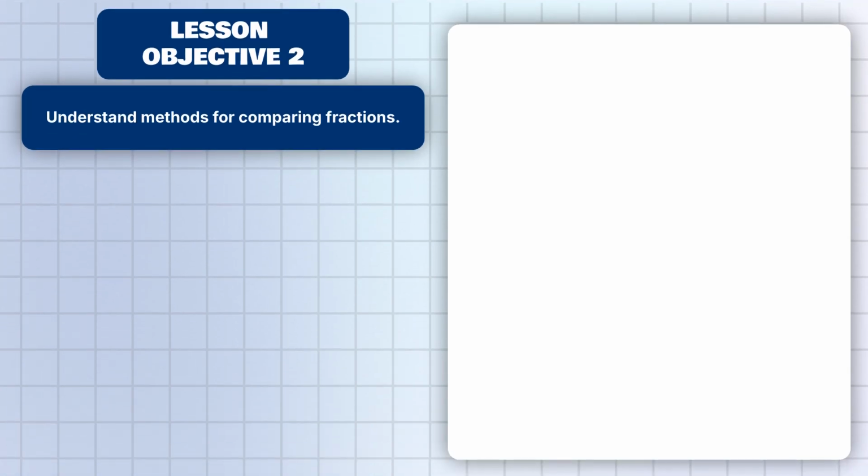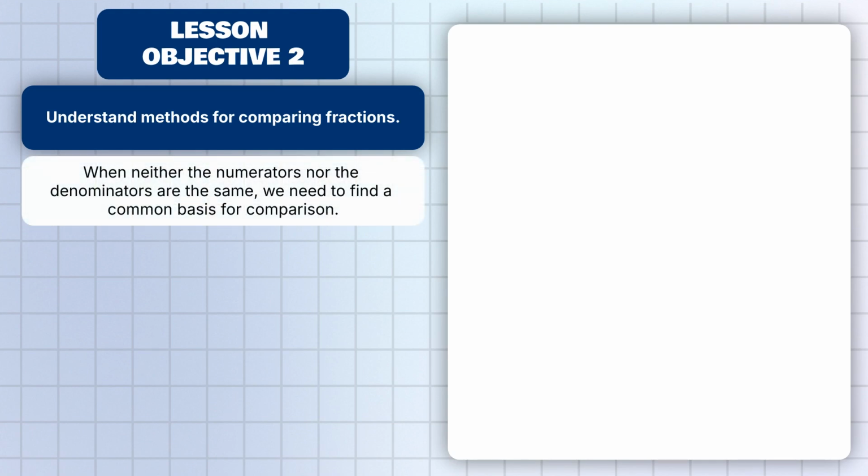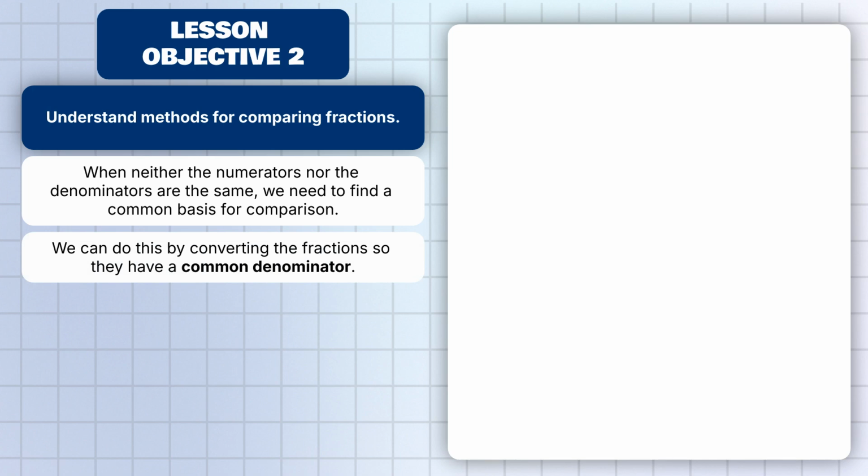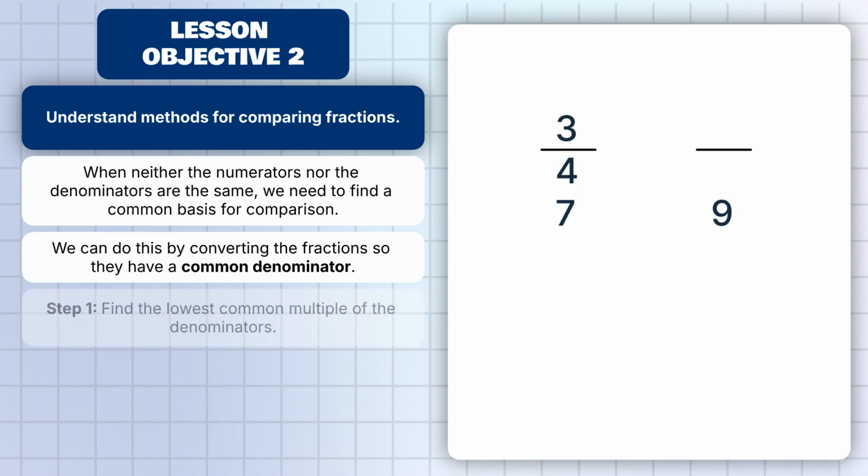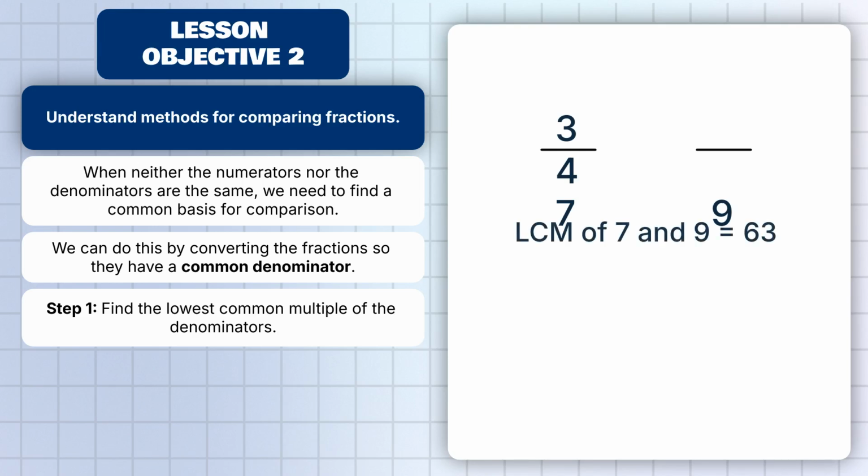Now let's look at fractions with different numerators and different denominators. When neither the numerators nor the denominators are the same, we need to find a common basis for comparison. This is usually done by converting the fractions to have a common denominator. For example, let's compare 3/7 and 4/9. First, we need to find the lowest common multiple of the denominators. The lowest common multiple of 7 and 9 is 63.